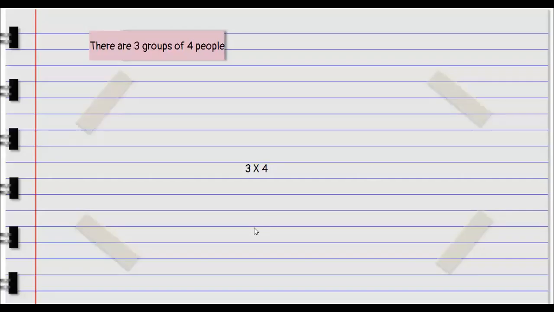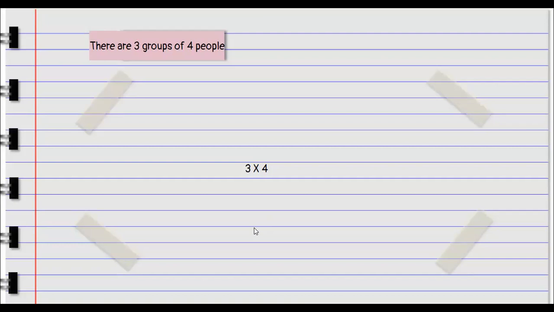Hello, students. Let's try to understand how we multiply two numbers and how many strategies we can use. There are many strategies, but here we are going to concentrate only on a few of them. So the question is, there are three groups of four people. So what is the total?